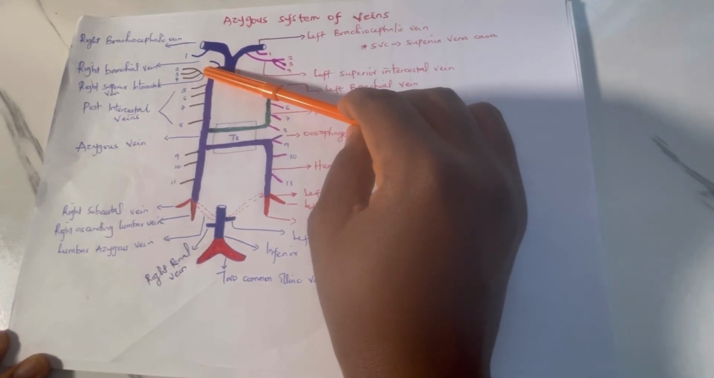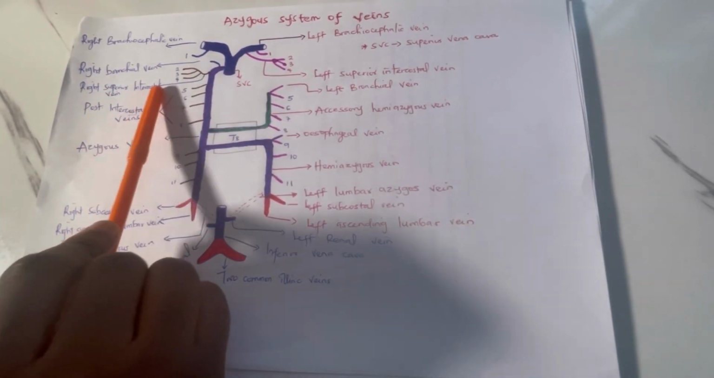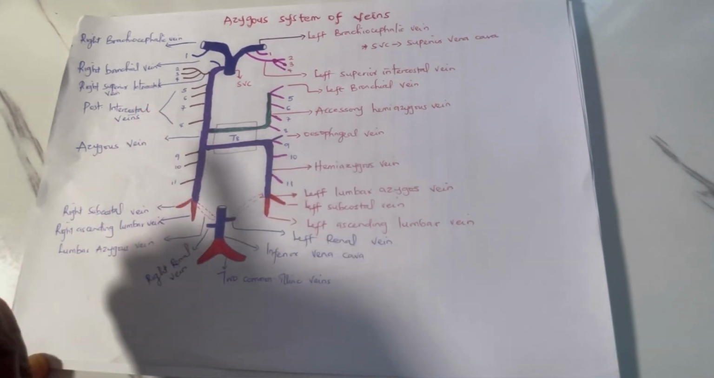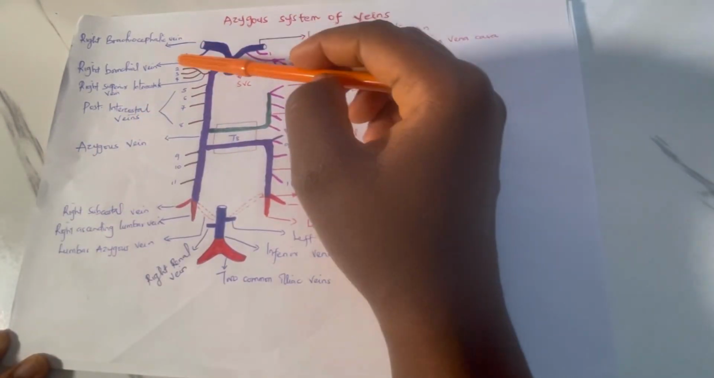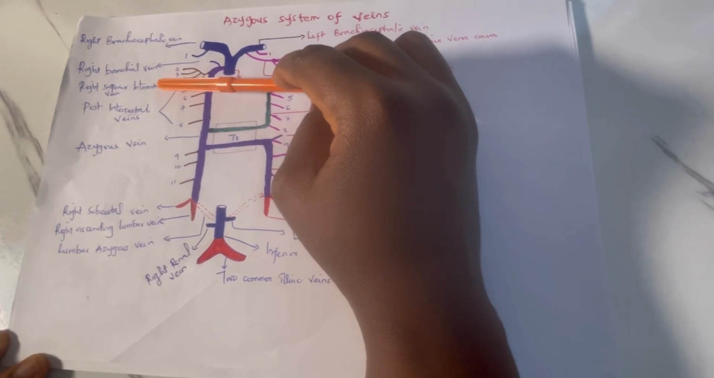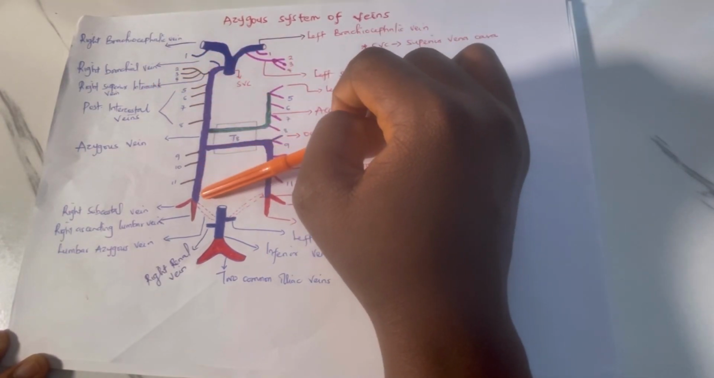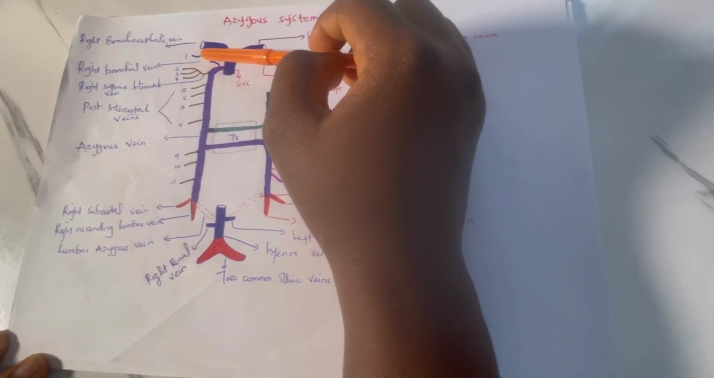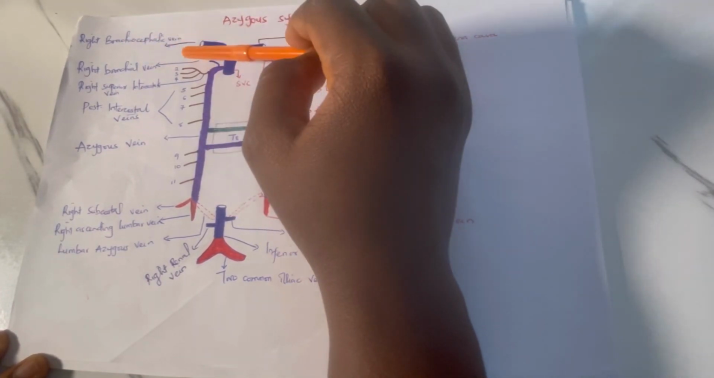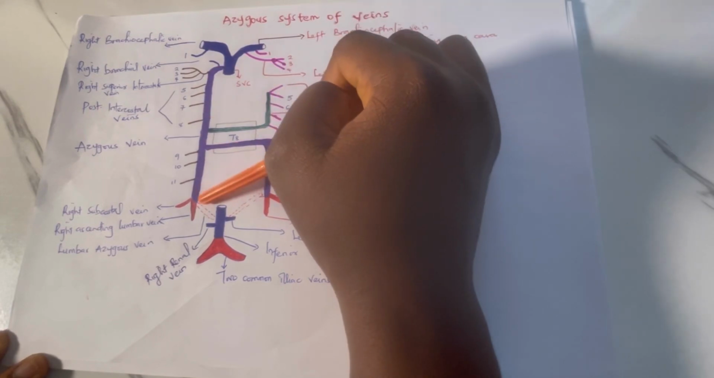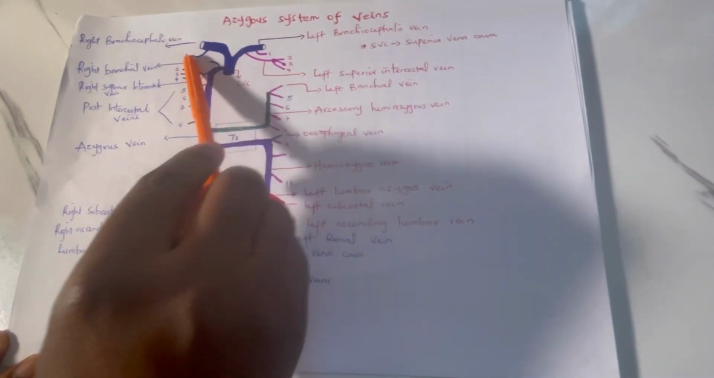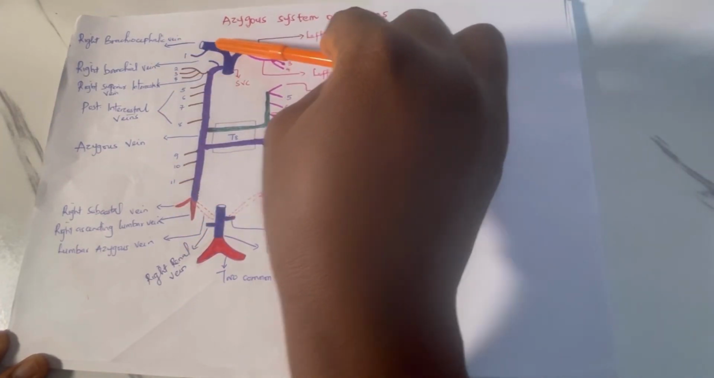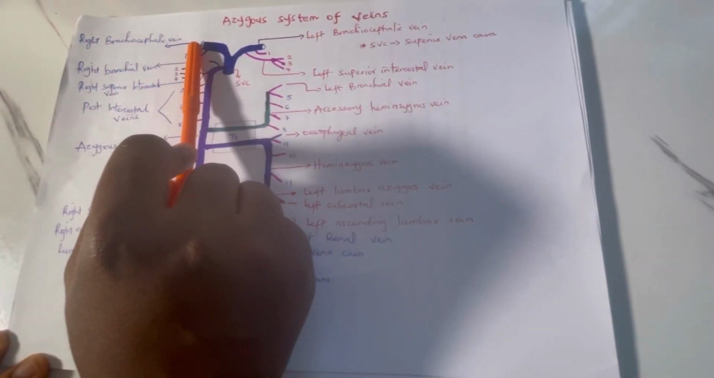The next one is the right superior intercostal vein, which is formed by the 2nd, 3rd, and 4th right posterior intercostal veins. The right superior intercostal vein is also going to drain into the azygos vein. Now the first posterior intercostal vein directly opens into the right brachiocephalic vein, so it does not drain into the azygos vein. It does not have any relation to the azygos vein because it directly opens into the right brachiocephalic vein.